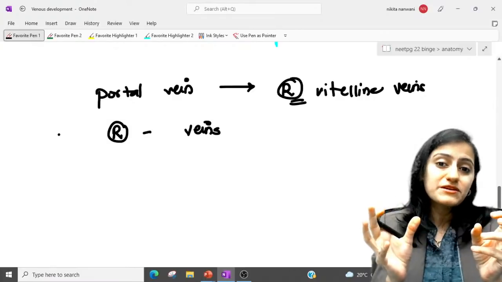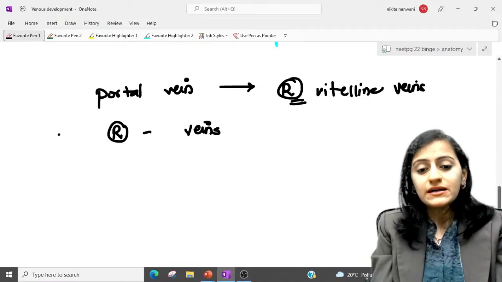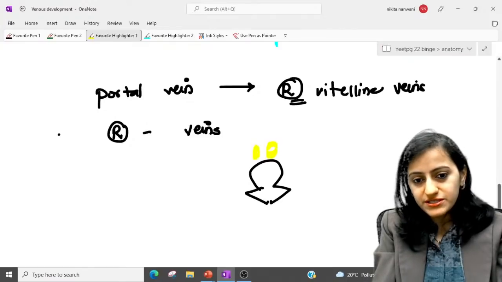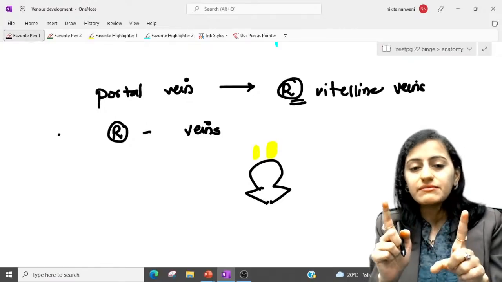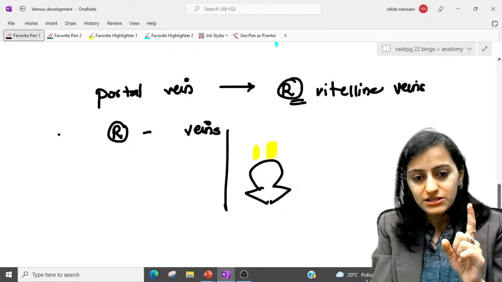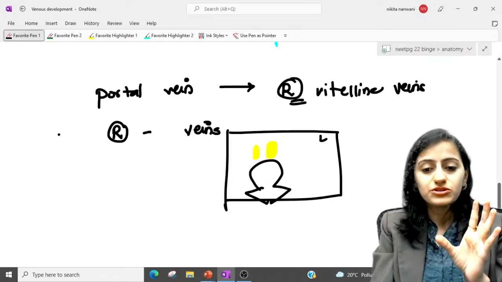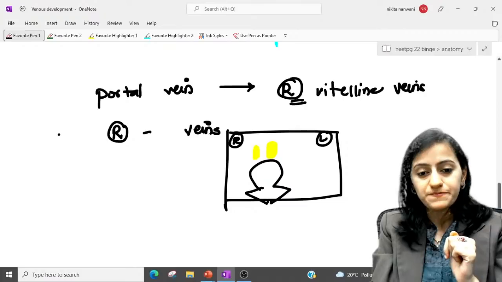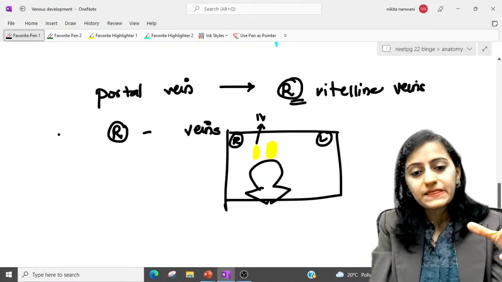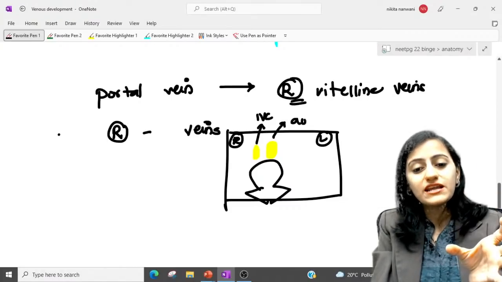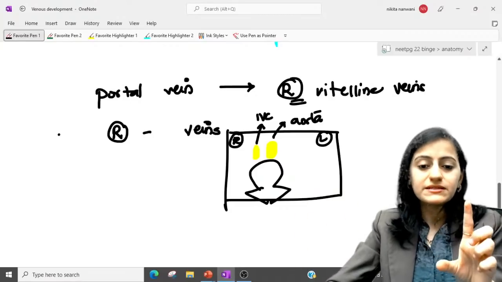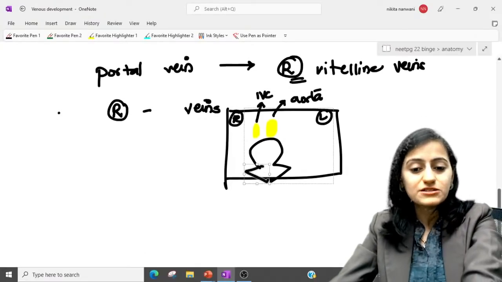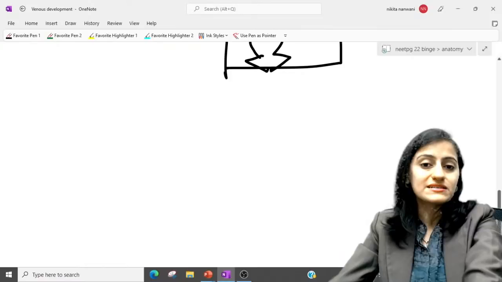Even in anatomy, if you see CT scan images of the abdomen, imagine this is a CT image with two structures here. This is the left side of the patient. In radiology, it's the opposite. This is the right side of the patient. So what is present on the right side is the IVC, and what is present on the left side is the aorta. So remember that veins are present on the right side. Generally it is the right-sided veins which contribute to the normal venous development.